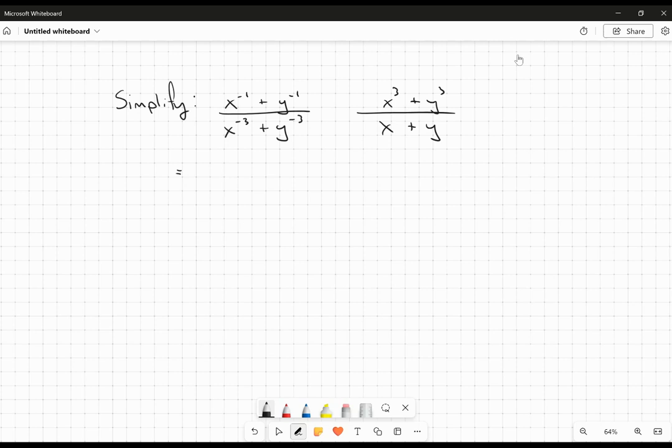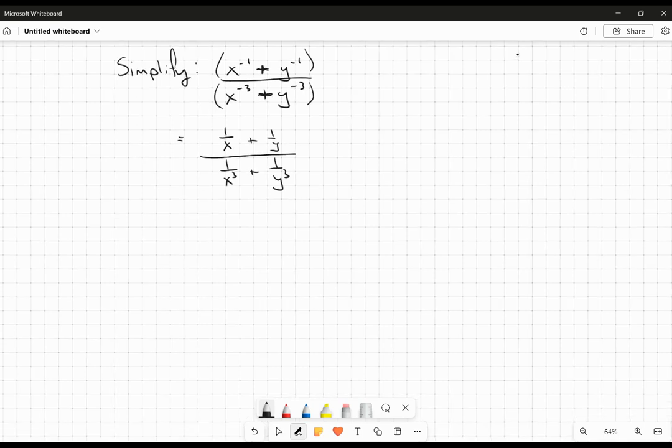It pushes these terms to the other side of the division symbol. But the thing is, the division symbol implies a set of brackets around the expressions in the numerator and the denominator. And so the addition here has to happen before we can start jumping across that division symbol. So really what this looks like is 1 over x plus 1 over y, all divided by 1 over x cubed plus 1 over y cubed. That's what this question is asking.